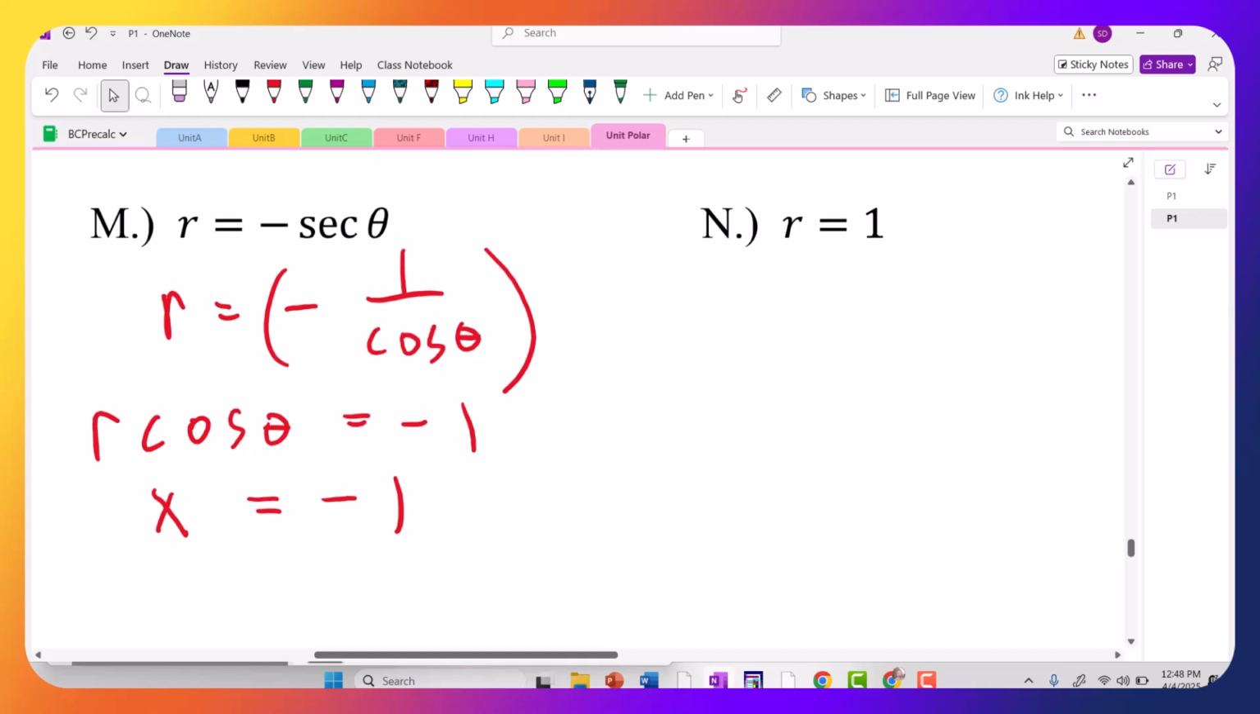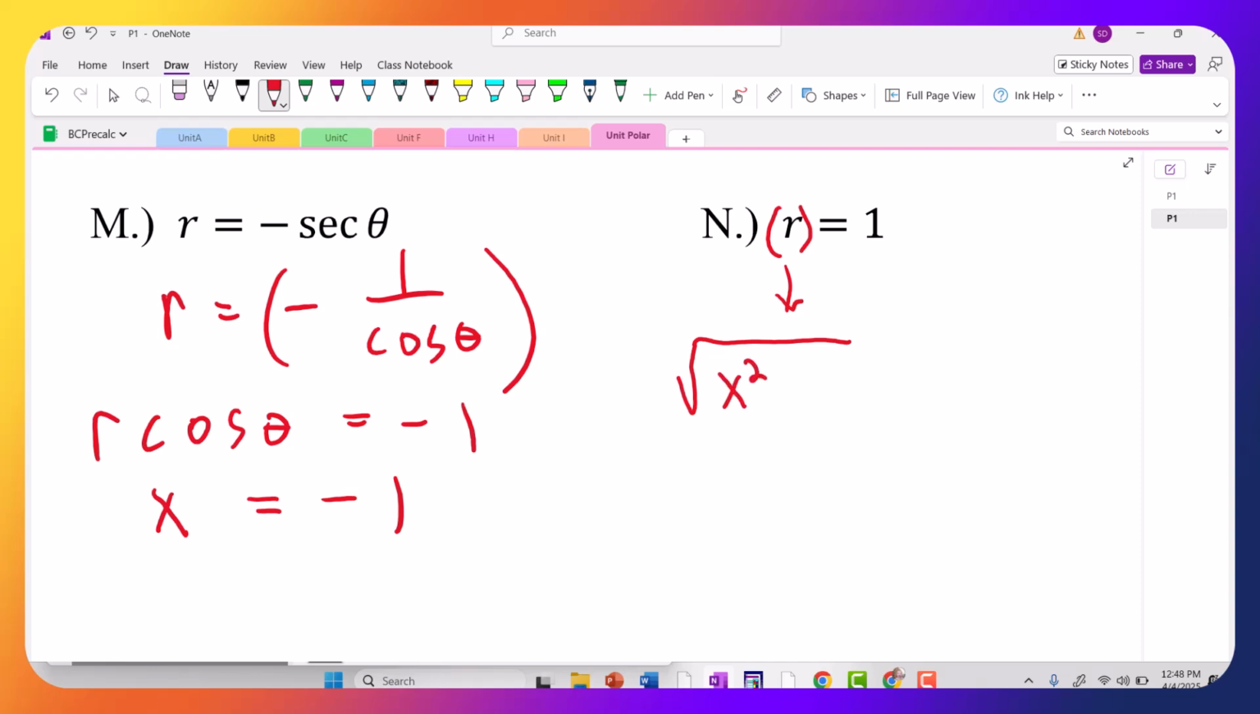Oh, how do I do this one? I know. What's r equal to? I actually have it on the other page. What's r equal to? The square root of x squared plus y squared. And then you square both sides. Don't worry about extraneous solutions. We're not solving. 1 squared is still 1. That's a circle centered at the origin with a radius of 1.